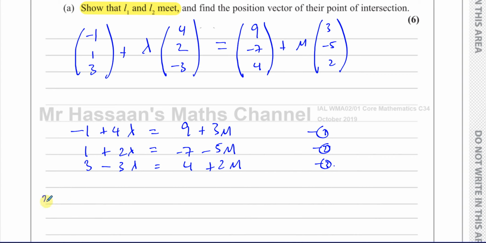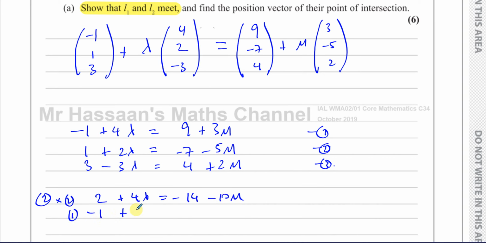And I'll take equation 2 and I'll multiply it by 2. So this is going to be 2 plus 4 lambda equals -14 minus 10 mu. And equation 1, I'll leave it as it is. I'll have -1 plus 4 lambda is equal to 9 plus 3 mu. So now these two lines, if I subtract them, I will get rid of the lambda. So 2 minus -1 is 3. That's 0. -14 minus 9 is going to be -23. And -10 minus 3 is -13 mu.